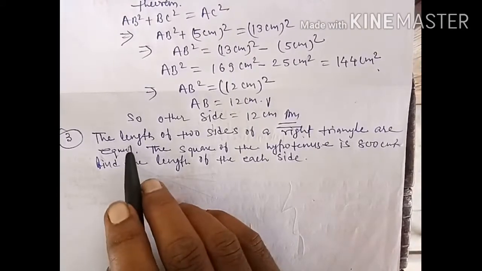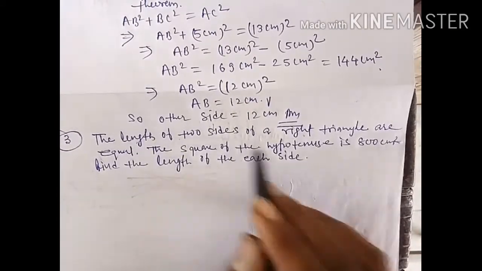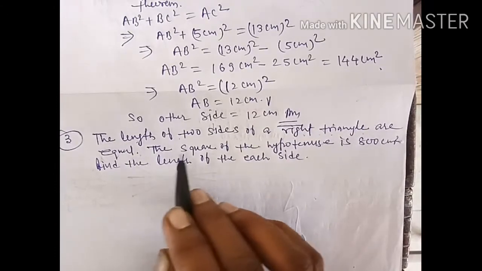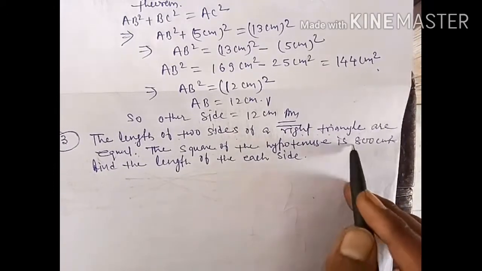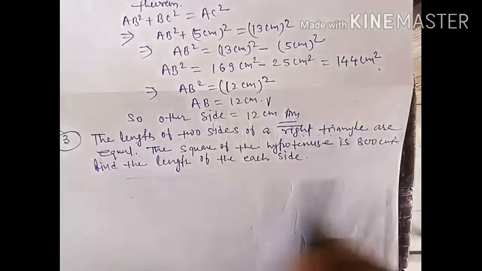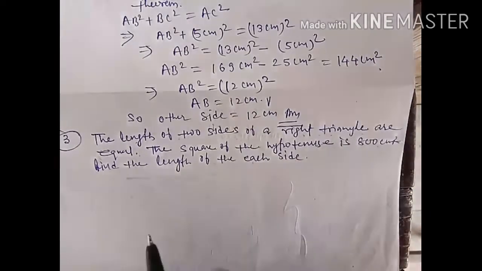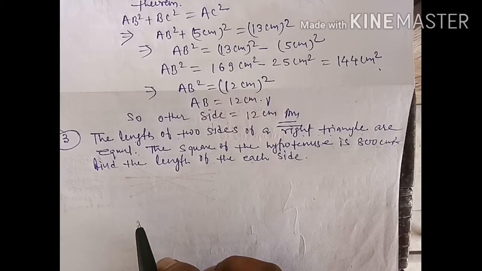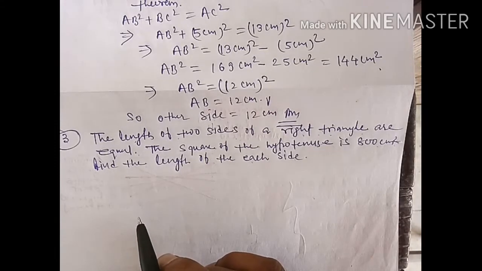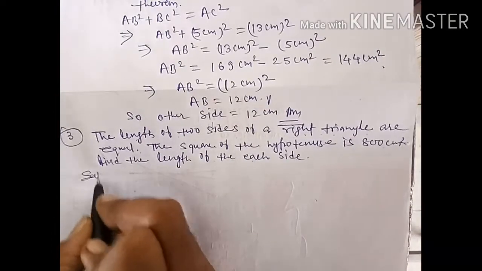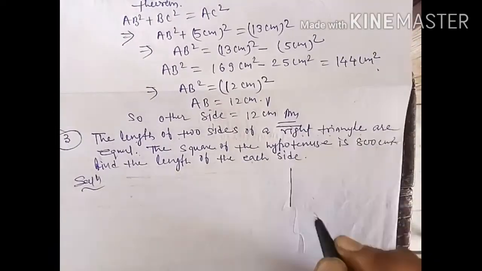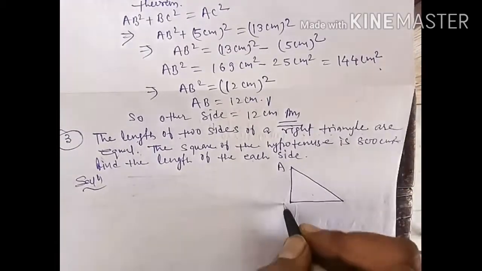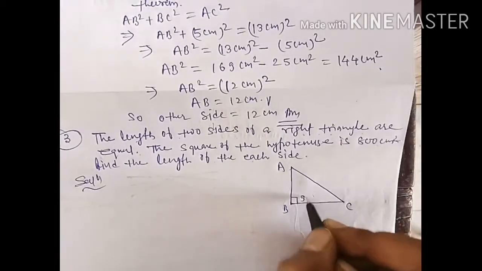In question number 3, the length of two sides of a right triangle are equal. The square of hypotenuse is 800 centimeter square. Find the length of each side. Here given that in a right angle triangle, the length of two sides are equal. Solution. First we make a right angle triangle. This is triangle ABC. Here angle B is equal to 90 degree.